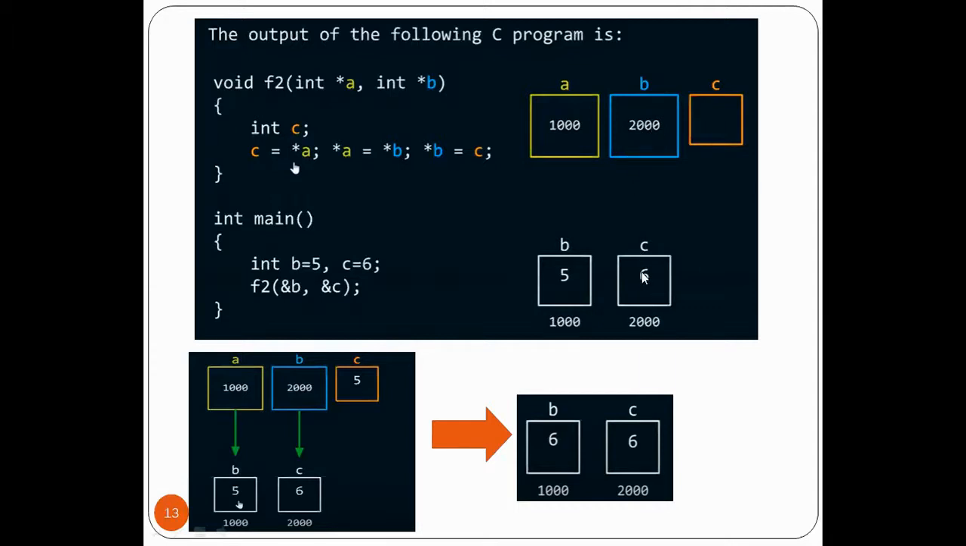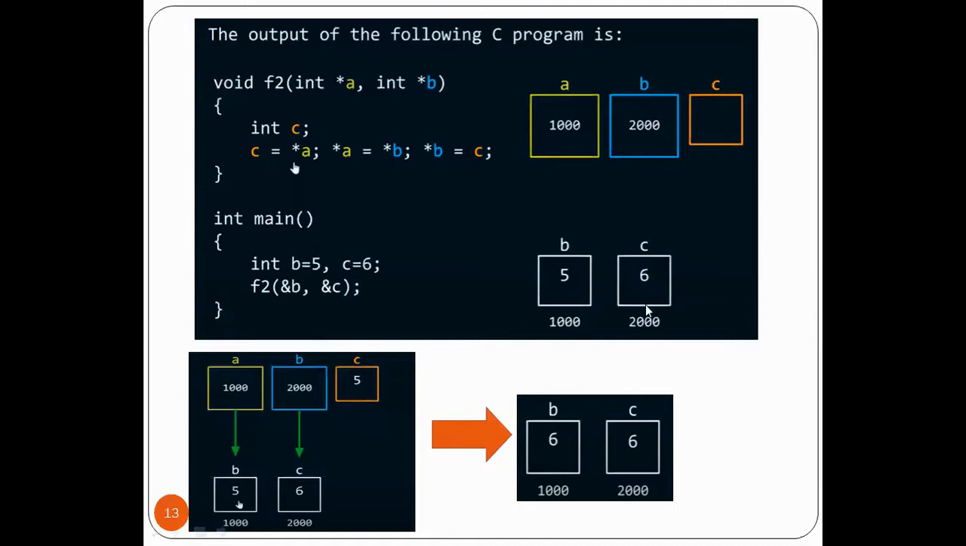Now 6 was copied, and *a means the address which is present in a, it will go to that address, which is 1000, this one, and it will replace the value. *a means it will access the value. So as we are assigning the value, the 6 will be copied over here. Now after the second line, at b we will have 6 and at c we will have 6. Now after the third line, c is equal to *b.